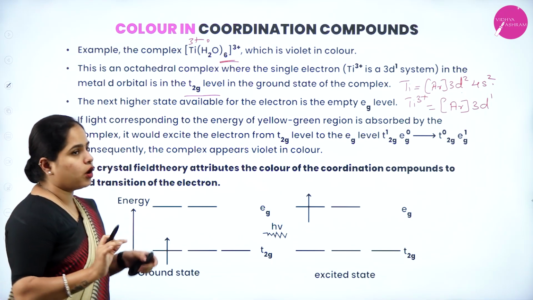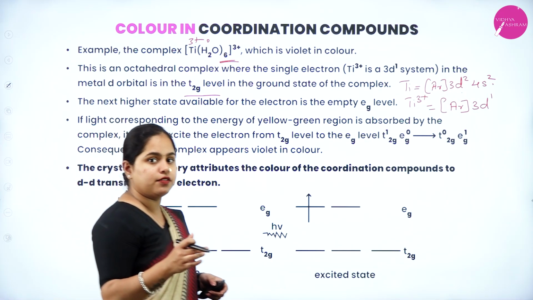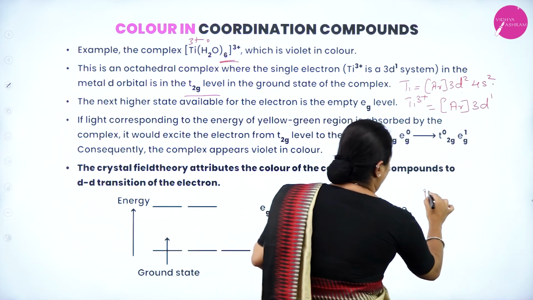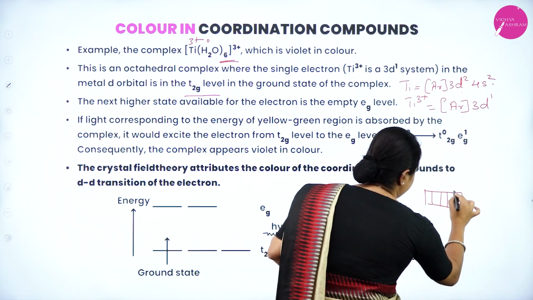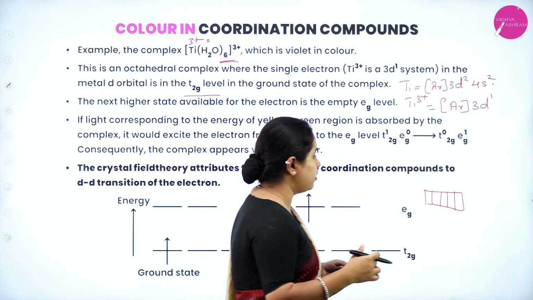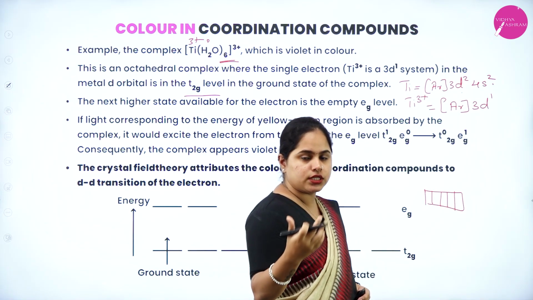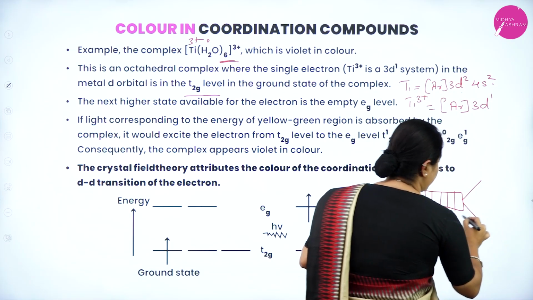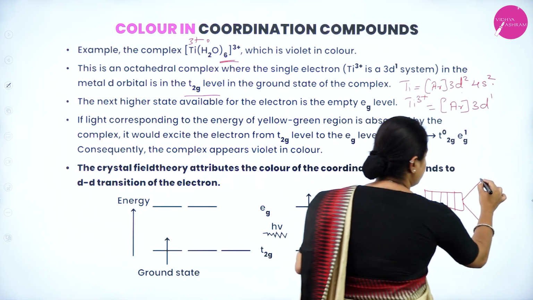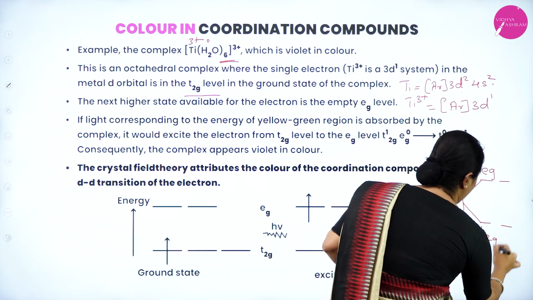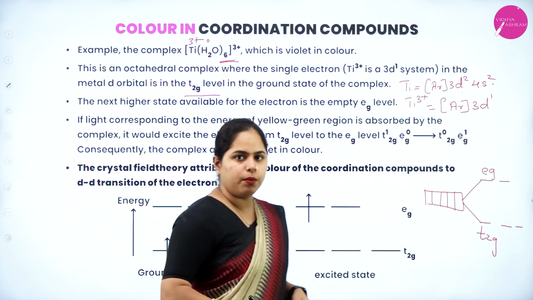So as it is an octahedral complex, in the last session we studied how the crystal field splitting takes place. All the 5 d orbitals are present in the ground state with the same energy. Then when the ligand approaches, the d orbitals split into 2 and 3. That is, Eg on the top and T2g on the bottom.